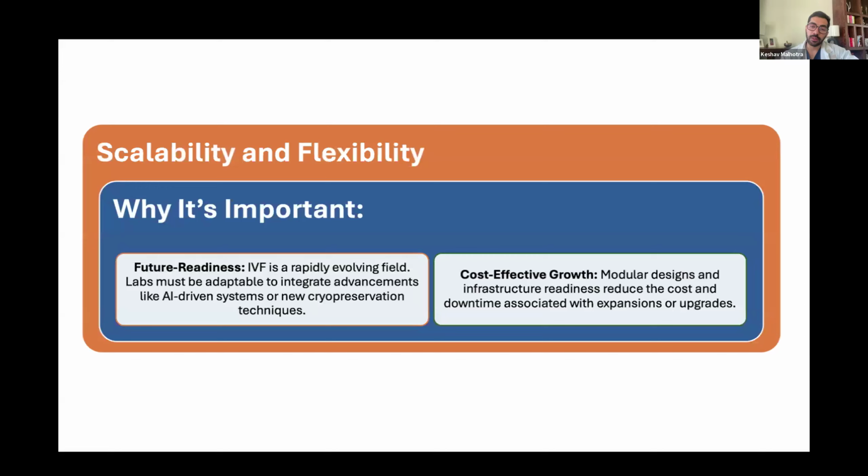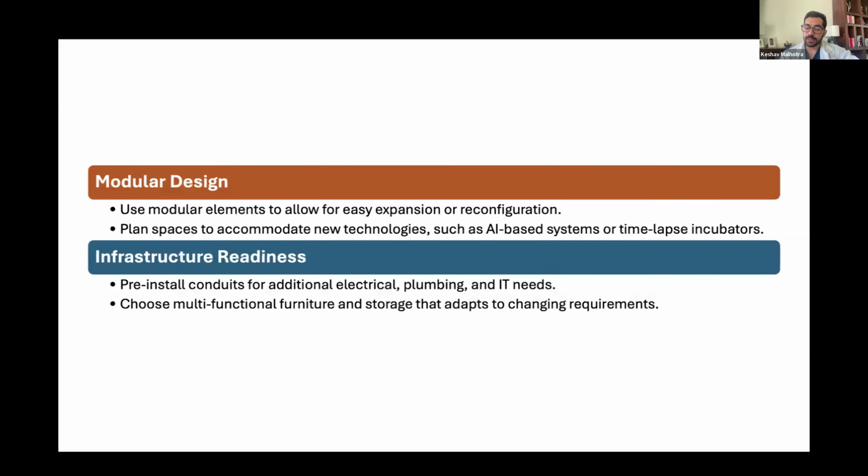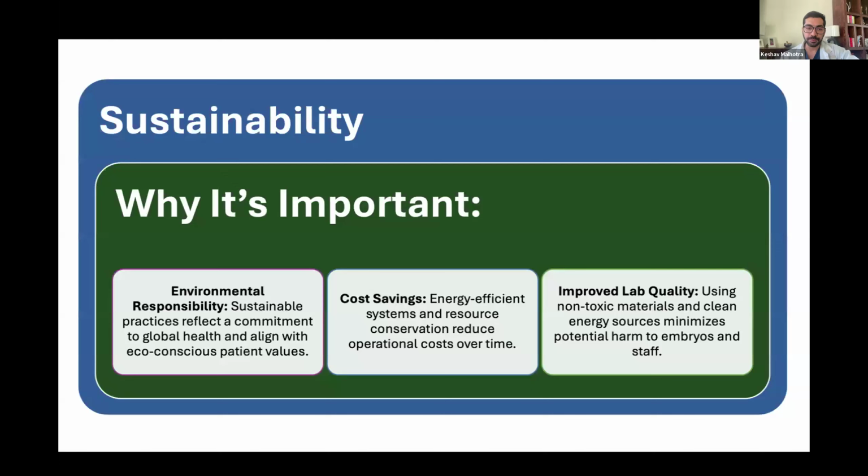And also, this is where the concept of cost effective growth comes into the picture. This can be done if you're using a modular design, because these modular panels can actually be rearranged or reconfigured as you like. And with the newer tools that are available, especially AI-based systems, 3D designs, renders, etc., it can give you a good enough idea of how to expand in the future.